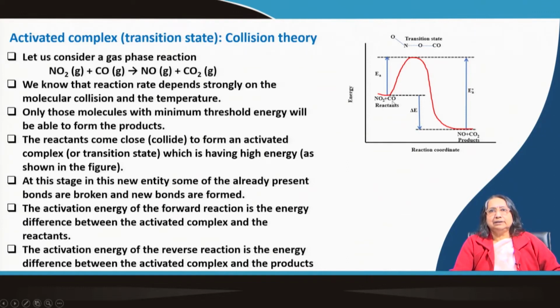So, when you consider the reactant going to product, then it is a forward reaction. The activation energy of the forward reaction is the energy difference between the activated complex and the reactant. So, this is the energy E for the forward reaction.